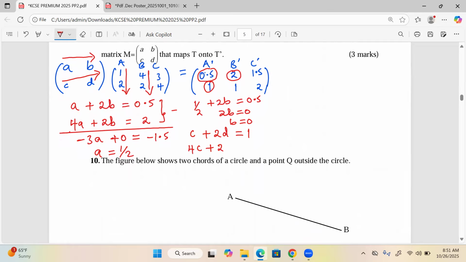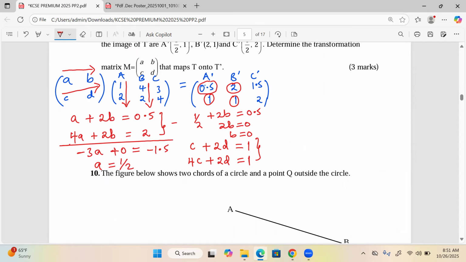We can solve this one again simultaneously by automatically eliminating D. When you eliminate D, because the coefficients are already the same, we shall get negative 3C plus 0 equals 0, because I'm subtracting here. So C equals 0 then. And if C equals 0, D can be found. Equation 1: 0 plus 2D is giving us 1, meaning that the value of D is half.